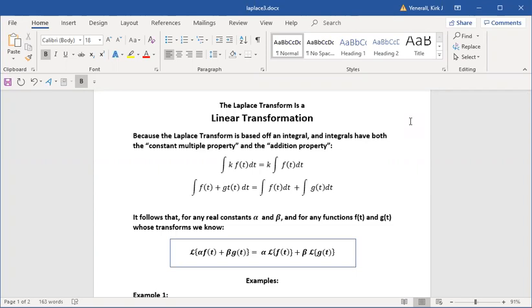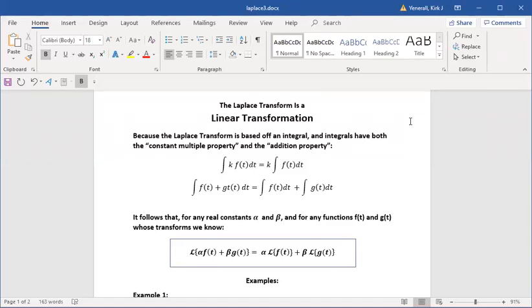In our first two videos on section 7.1, we looked at the definition of the Laplace transform, and we applied that definition to find the Laplace transforms for, in one case, a constant function, and then we used it to find the Laplace transform for an exponential function.